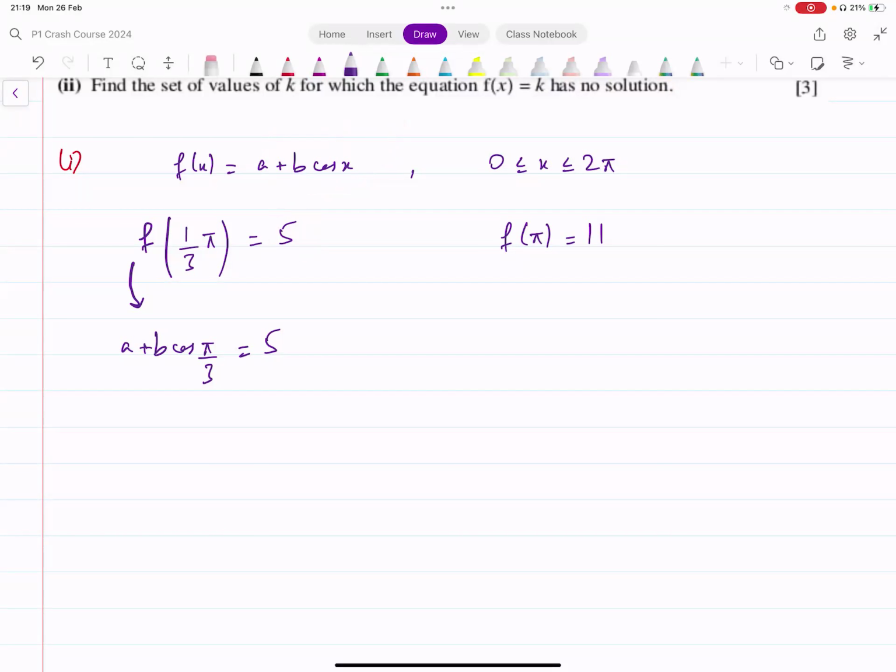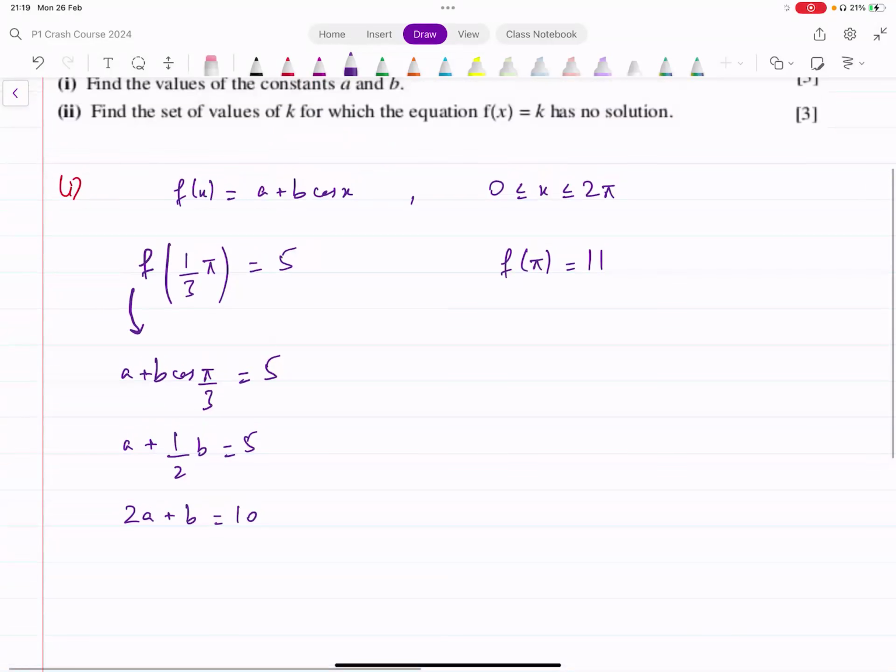Now cos of pi over 3, just evaluate this on your calculator. I think it's 1 over 2. So that's a plus 1 over 2 times b equal to 5. That's one equation that you get. Okay, you can simplify this to make it 2a plus b equals 10. Just multiply the whole equation by 2 to get rid of the fraction. That's what you get. You have one equation in terms of a and b.